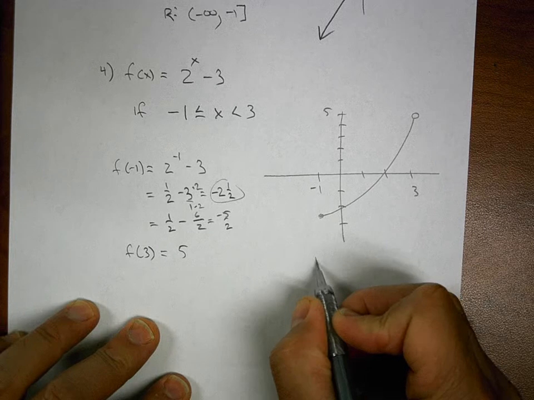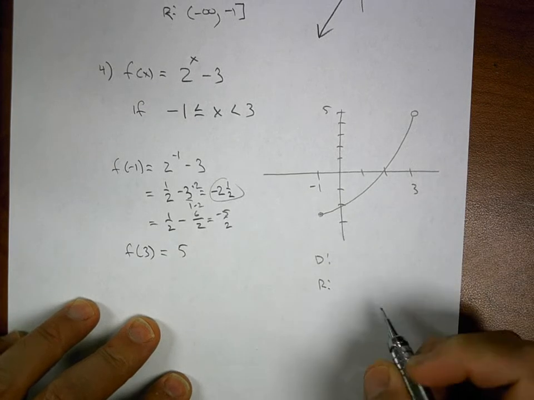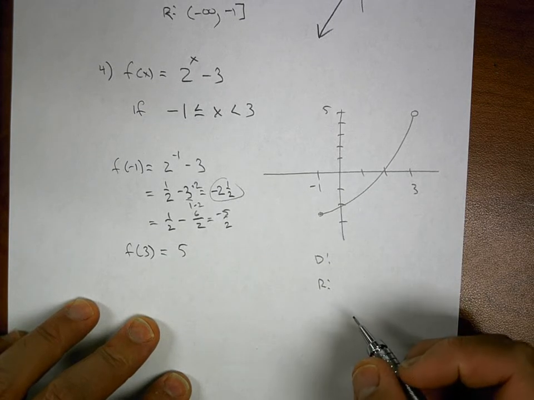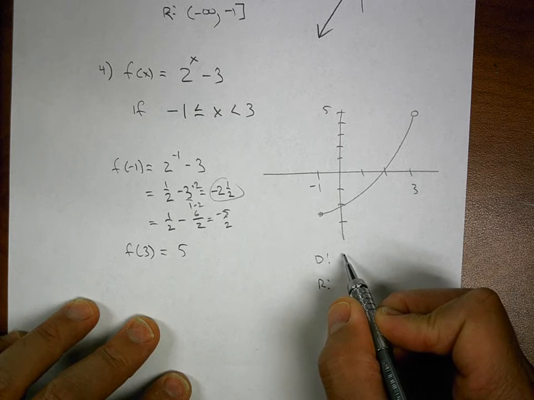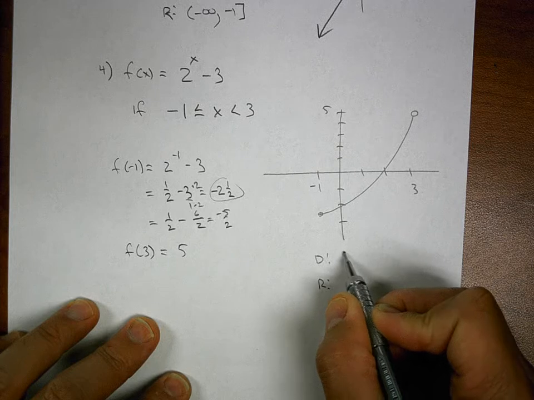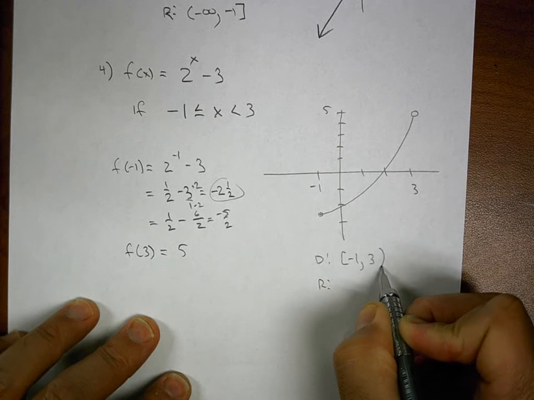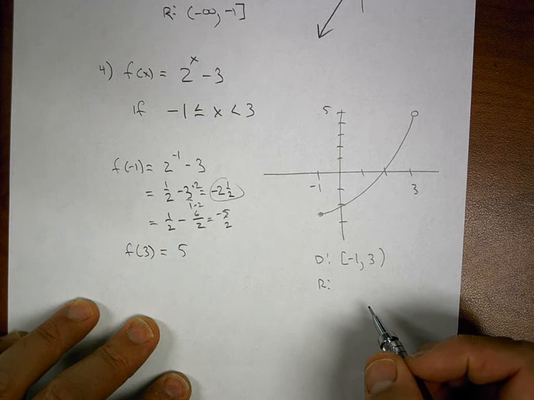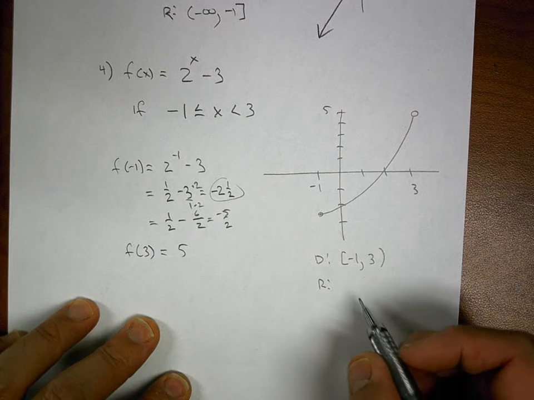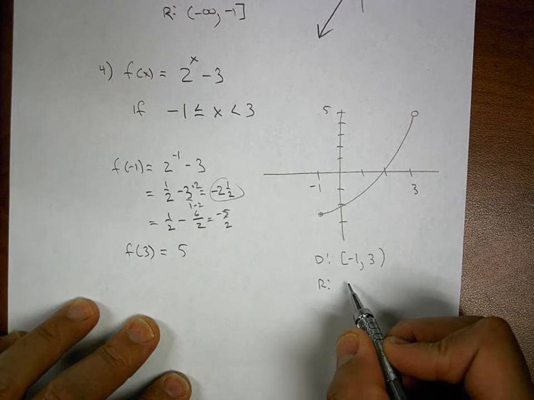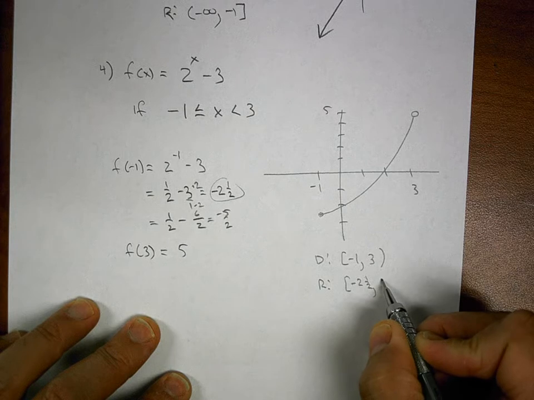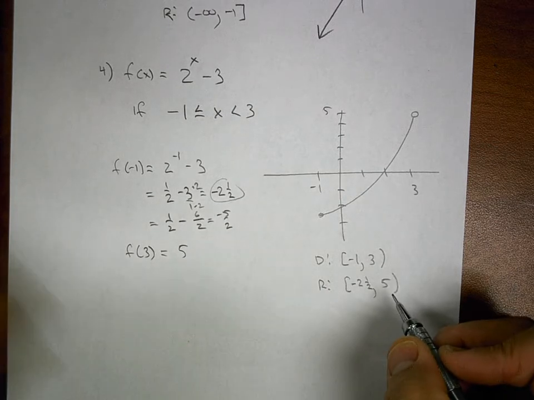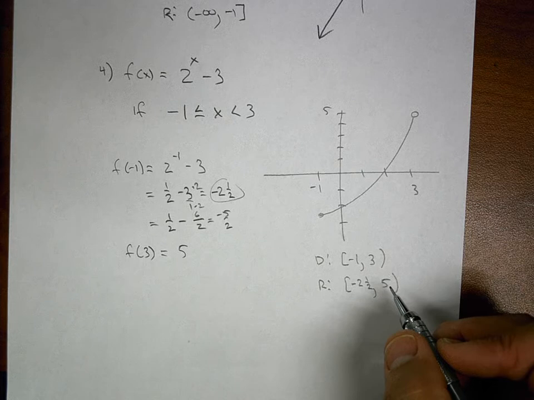So domain, range. Okay, so the domain's what? -1 all the way to 3. Okay, now what's our range of heights? What's the lowest? Yeah, -2.5. What's the highest? 5. And then curved. There you go. Good. Okay, almost done here.